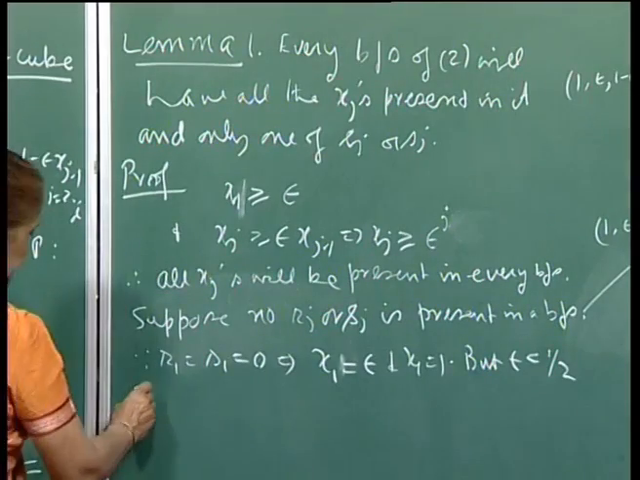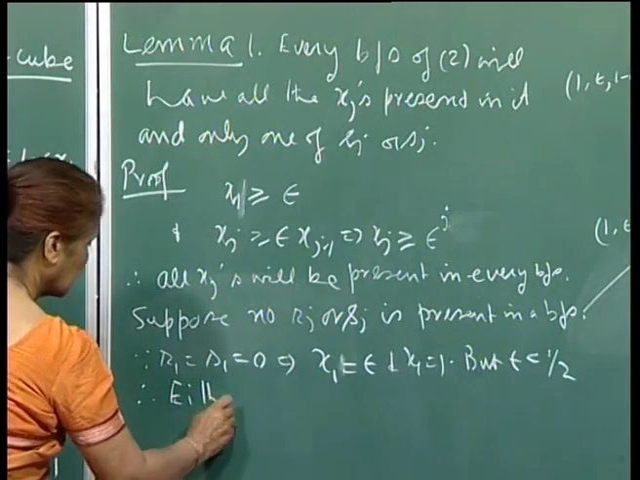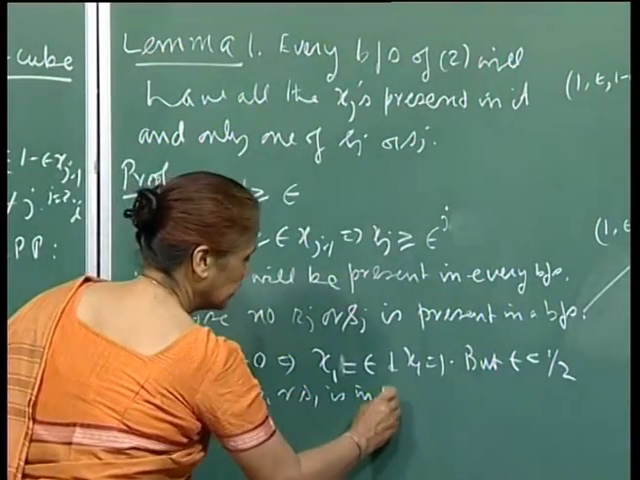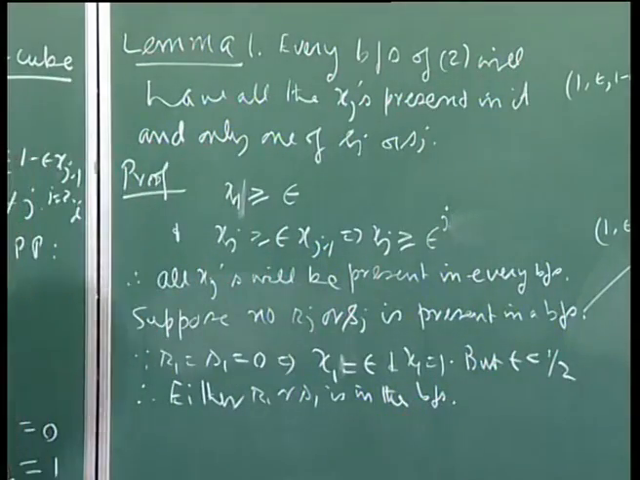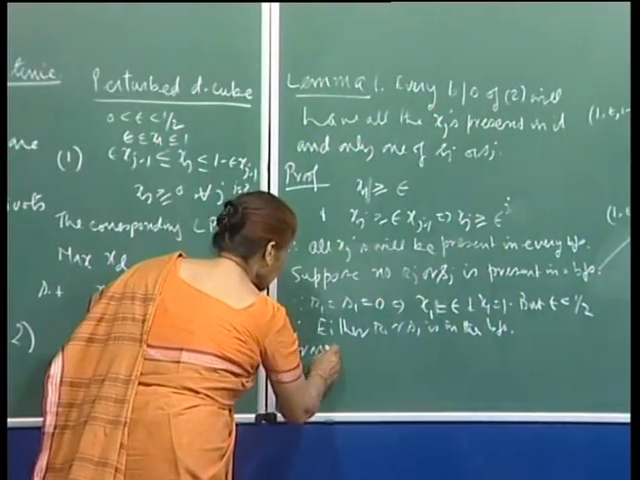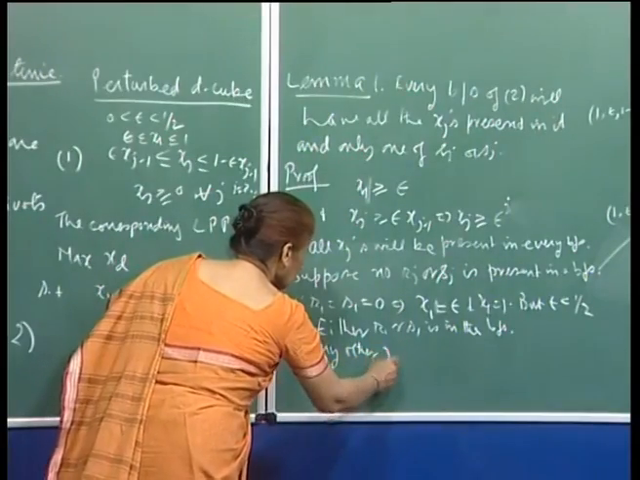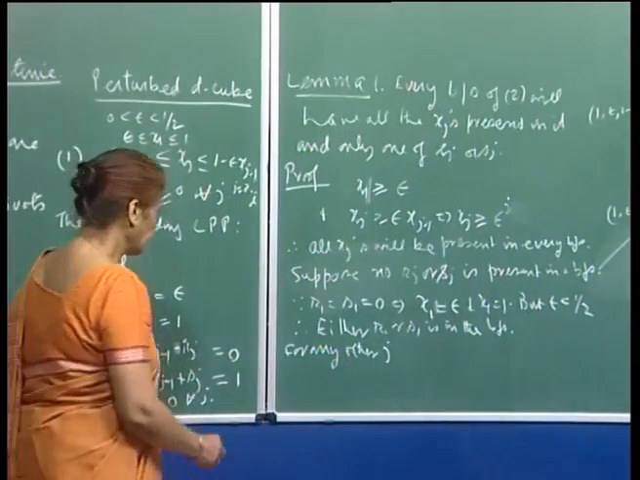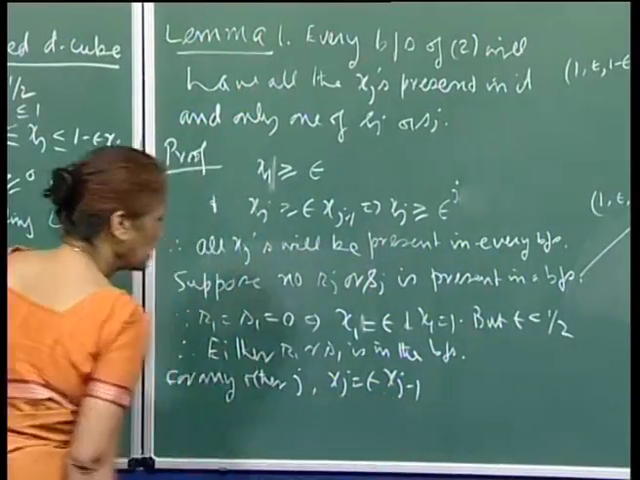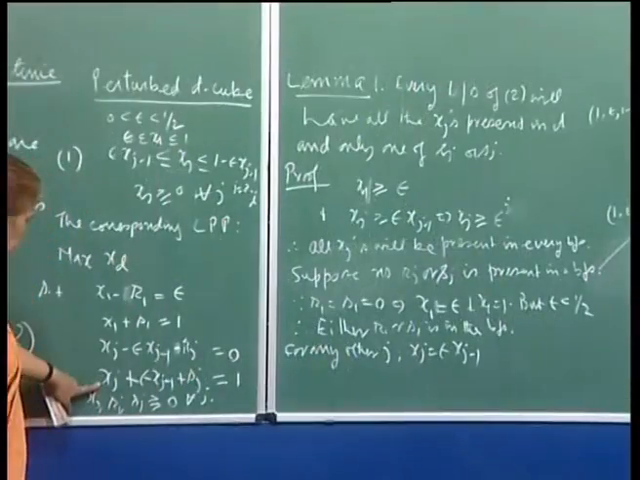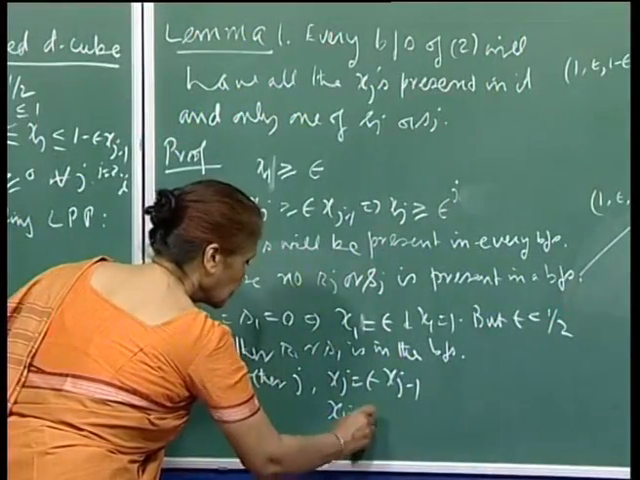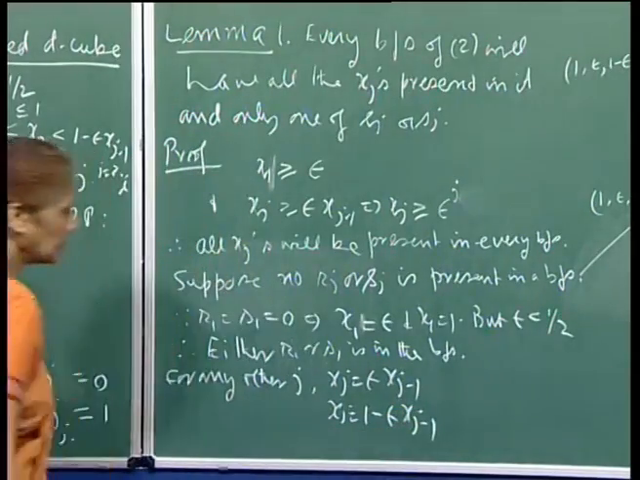So, therefore, either R1 or S1 is in the basic feasible solution, right. Now, look for the other j. For any other j, since rj is 0, you get from here that xj is equal to epsilon xj minus 1, right. And from the second constraint, because sj is 0, xj is 1 minus epsilon xj minus 1, right.